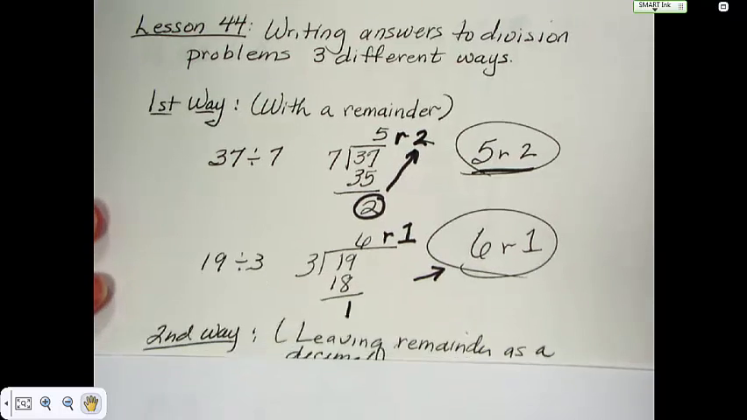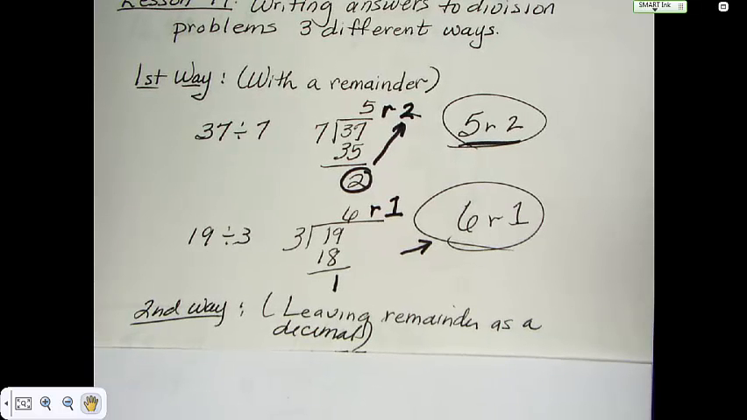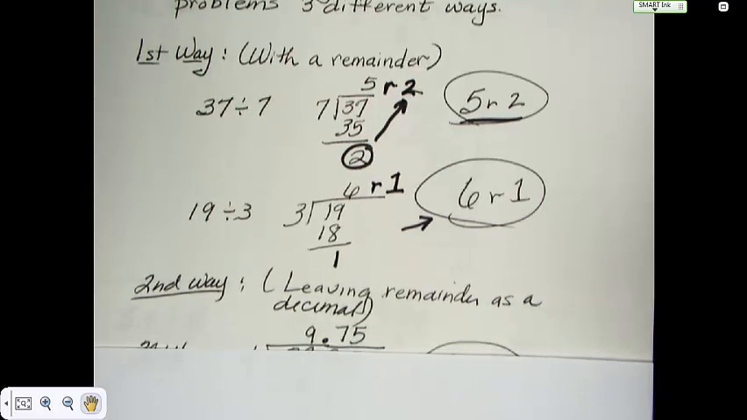Okay, so second way, and we're also familiar with this. Second way is leaving a remainder as a decimal, and that's when you bring a decimal point in when you get to the end of the standard number and it's not done yet, and you're not going to write it as a remainder, so you would write it as a decimal.